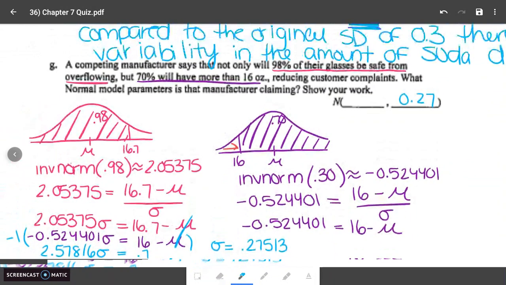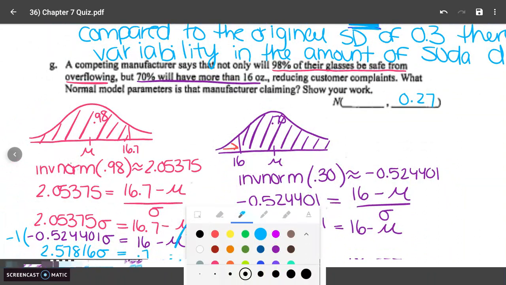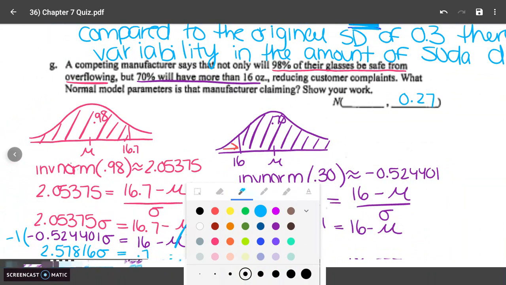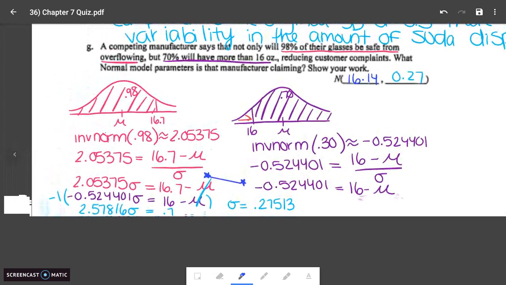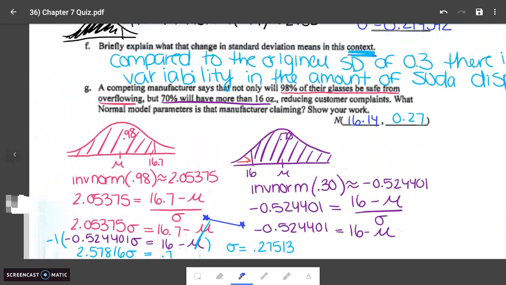So once I have one piece of this, now all that's left to do is I can plug into either one. I can go back to this line, or I go back to this line. I'm just going to plug in that 0.27. If I plug it in to solve for mu, we're going to get something about 16.14. So this one was a little bit outside the box there. You want to think that you want to satisfy both, so you want to set it up as much as you can. And then since both things have to be satisfied, we set them equal to one another.